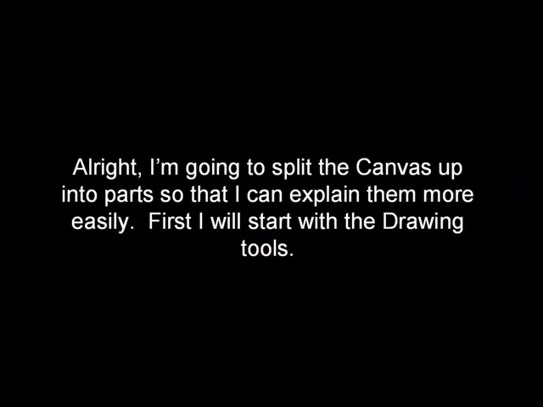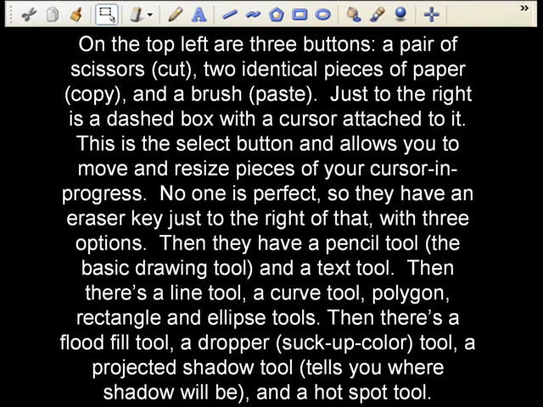Alright, I'm going to split the canvas up into parts so that I can explain them more easily. First I will start with the drawing tools. On the top left are 3 buttons: a pair of scissors, cut; 2 identical pieces of paper, copy; and a brush, paste. Just to the right is a dashed box with a cursor attached to it. This is the select button and allows you to move and resize pieces of your cursor in progress.